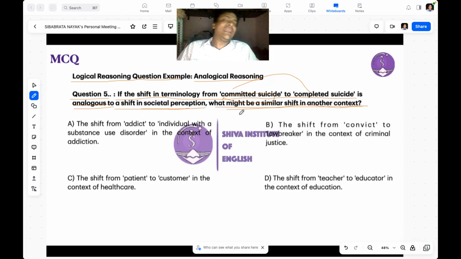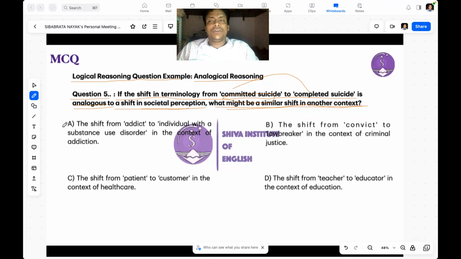It's exactly like parallel reasoning. We need to find the appropriate option which will present the same kind of analogy between the statement given in the question and the choice. So we need to find the relation or connection between these two.